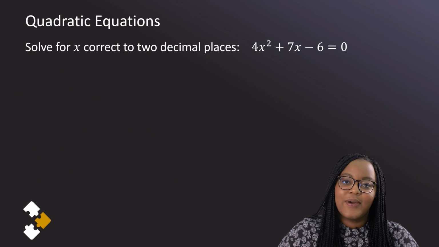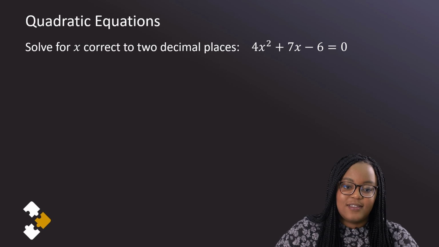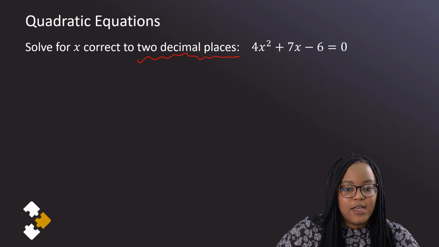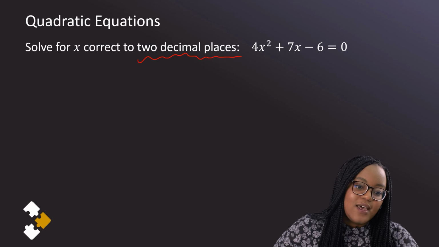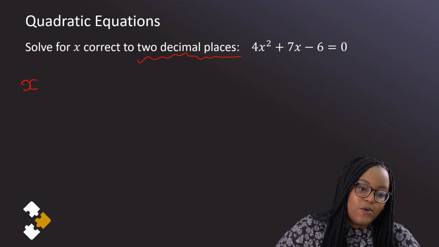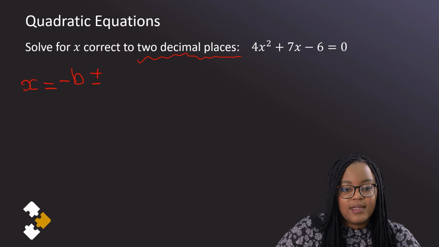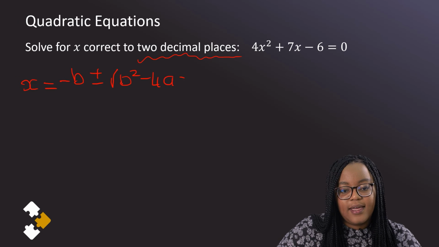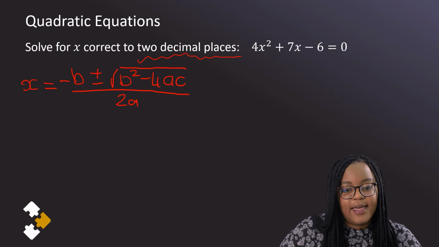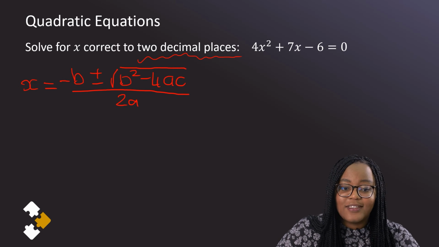Now we're going to be moving on to solving quadratic equations correct to 2 decimal places. Since you have seen this hint, you know that we're going to be using the quadratic formula to solve for x in this equation. The quadratic formula being, as per your formula sheet, x is equal to negative b plus minus the square root of b squared minus 4ac, and that is all over 2a. And we're just going to plug values into this formula, plug this formula into our calculator, and solve for x.